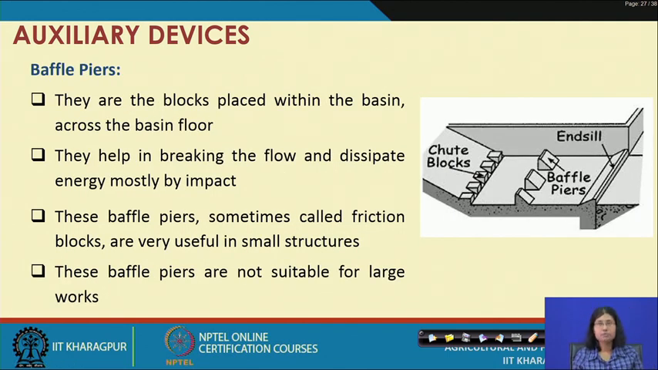The third way is to provide baffle piers. So, this is the end sill and this is the chute blocks, and now you have the baffle piers. They are small blocks placed within the basin and across the basin floor. They help in breaking the flow and dissipate the energy mostly by impact. These baffle piers, sometimes also called friction blocks, are very useful for small structures. However, for large structures these are not suitable.